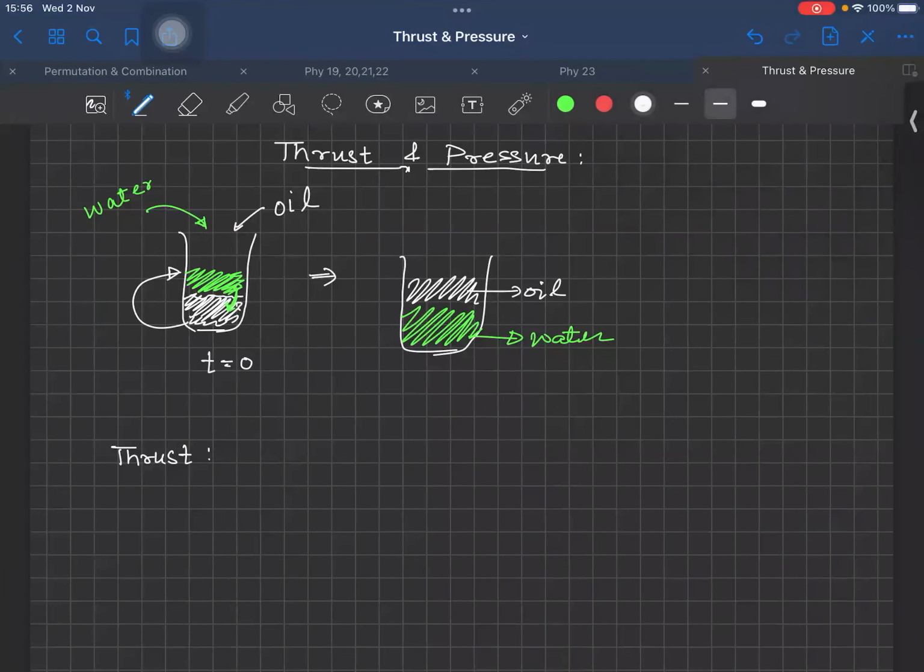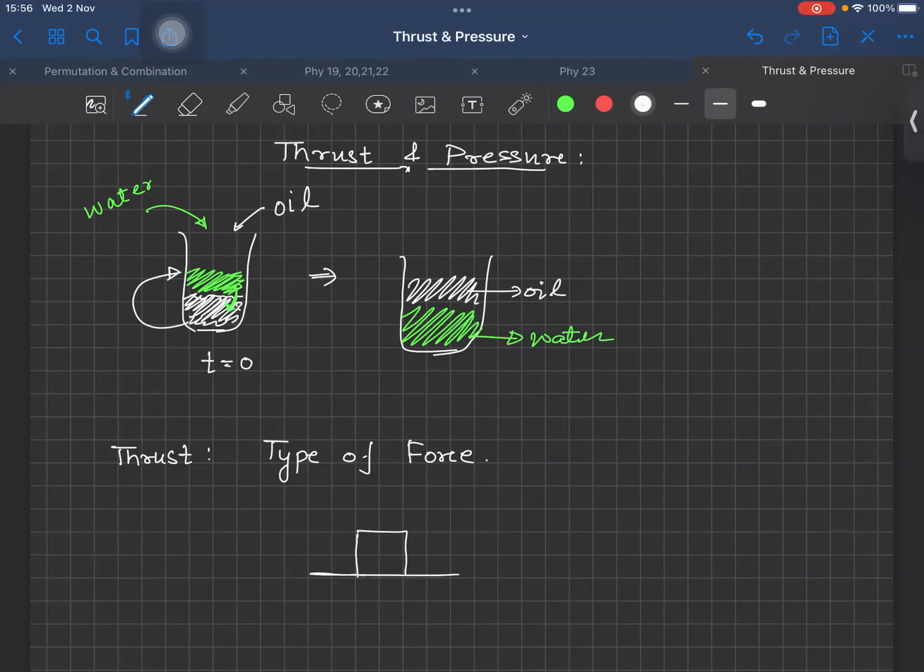So thrust, can you tell me what a thrust is? Thrust is a force. It's a type of force. Like we have studied forces such as contact and non-contact forces, and we have also seen the four fundamental forces. Thrust is also a type of force, like centripetal force, which always acts towards the center of the revolving object. Similarly, thrust is a force which always acts perpendicular to the body.